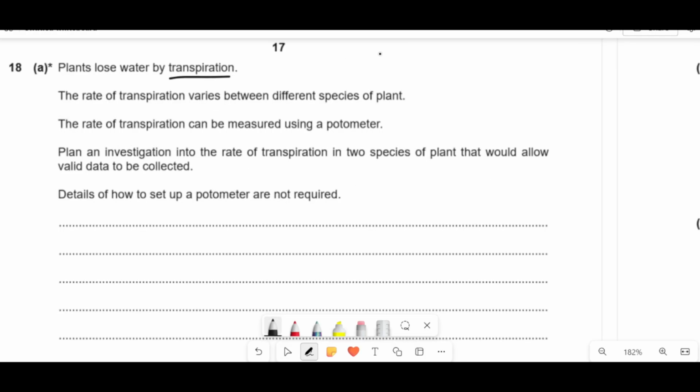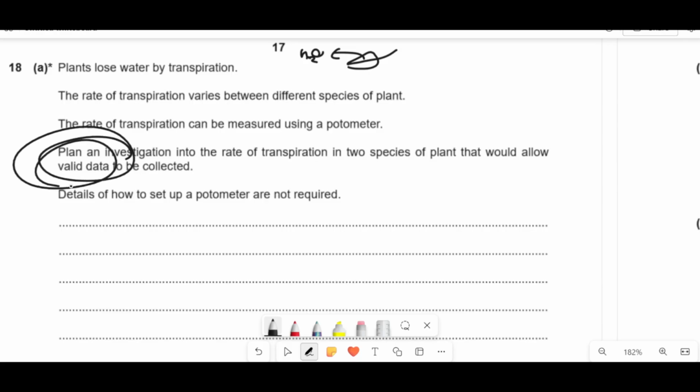Plants lose water by transpiration. As I've said before, transpiration is where water evaporates and is then lost through the stomata of the leaves. The rate of transpiration varies between different species of plants. The rate of transpiration can be measured using a potometer. Plan an investigation into the rate of transpiration in 2 species of plant that would allow valid data to be collected. Valid means that you can take this and apply it to every one of these 2 species if you did it again and again.